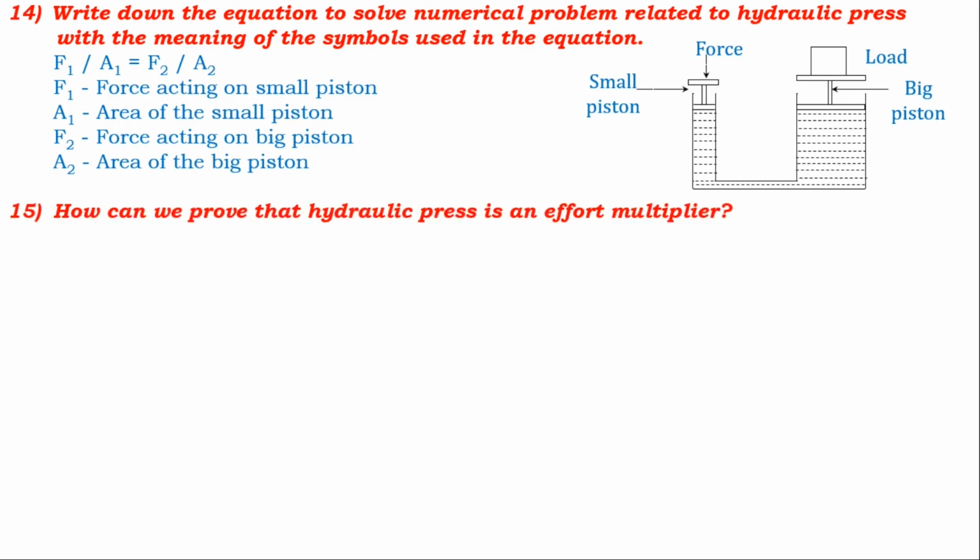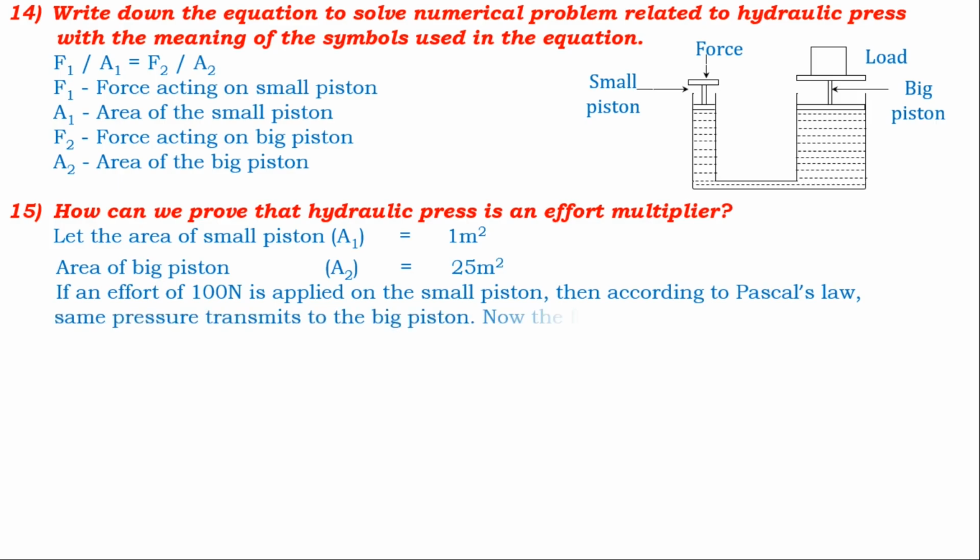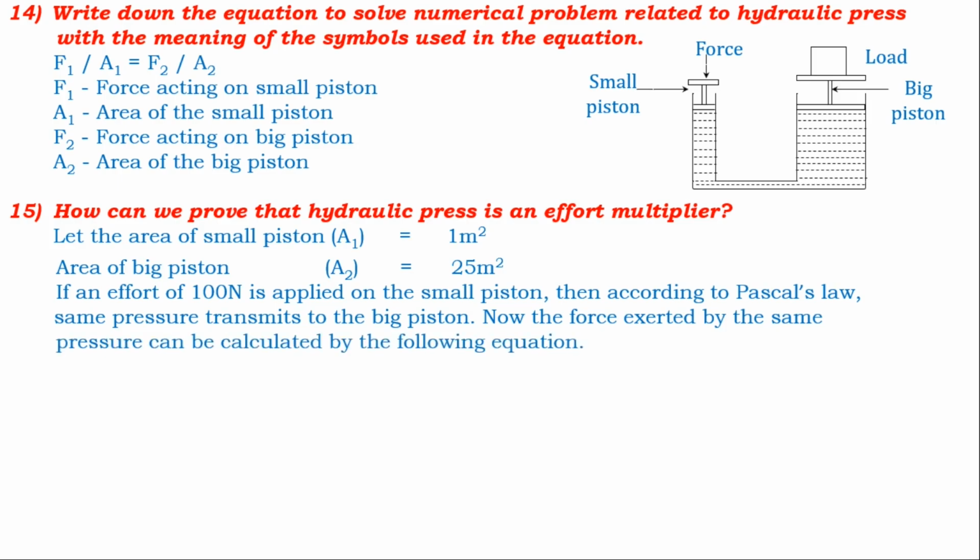Okay. Next question. How can we prove that a hydraulic press is an effort multiplier? With the help of the previous diagram of question number 14, let the area of the small piston A1 equal to 1 meter square, and the area of the big piston A2 equal to 25 meters square. This is just an assumption, it may not be 25, maybe 20 or maybe 50. If an effort of 100 Newton is applied on the small piston, then according to Pascal's law, the same pressure transmits to the big piston. Now, the force exerted by the same pressure can be calculated by the following equation.